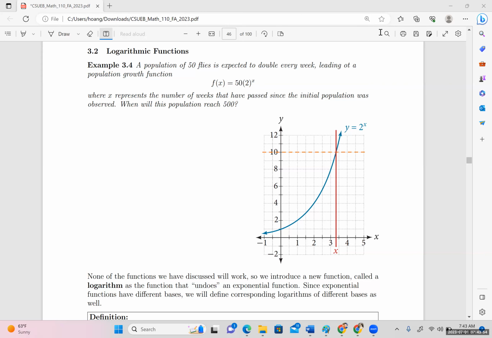But the log function is also an inverse function of the exponential function. Okay. So what does that mean? Let's take a look at example 3.4.